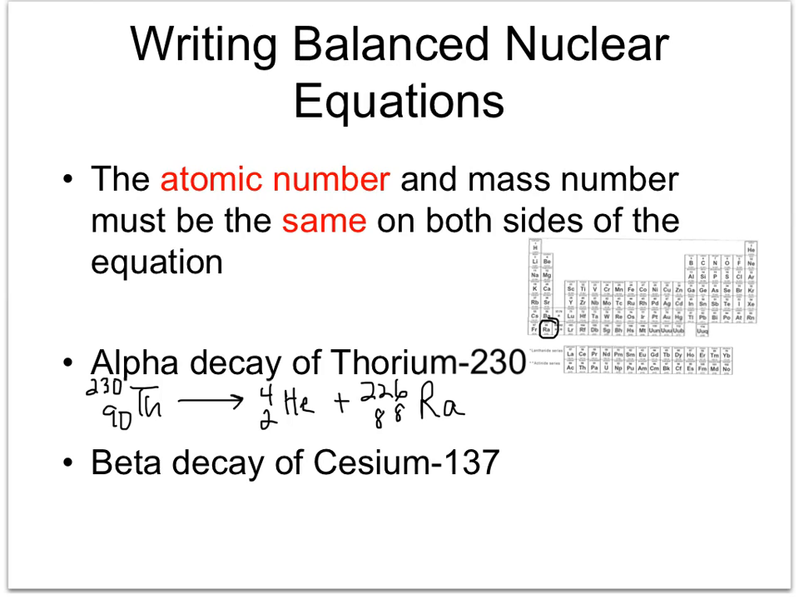For our second example, we're going to take cesium-137. So we're going to look up its symbol, Cs. We know its mass number is 137. And you can see right here that it has an atomic number of 55. We're going to draw our arrow. We're going to release our beta particle. Remember, it looks like 0, -1 e. And we're going to do the math. 137 minus 0 is 137. 55 minus -1 is 56, which, if you look on the periodic table, is barium.